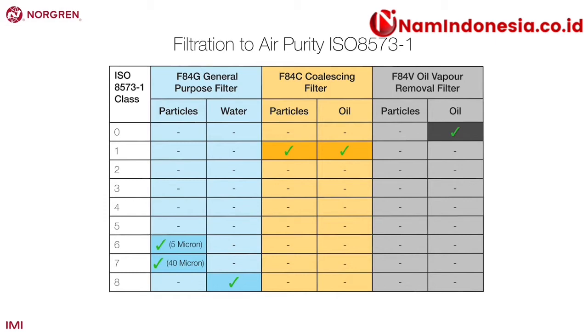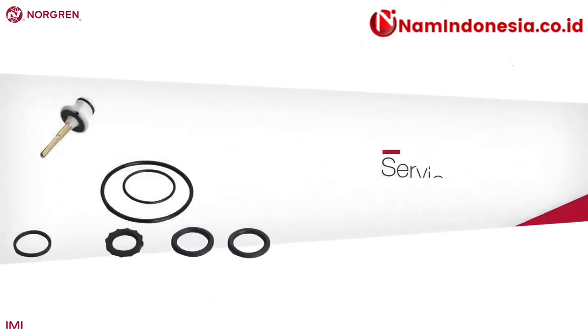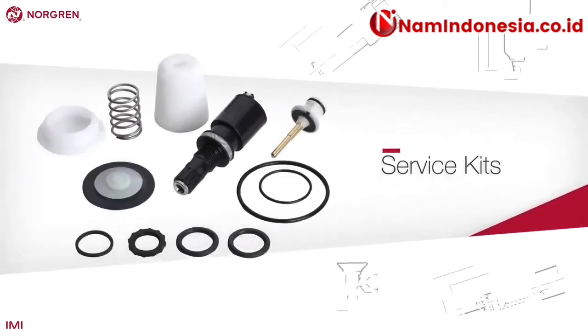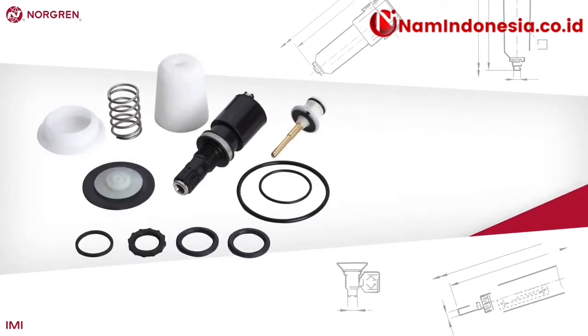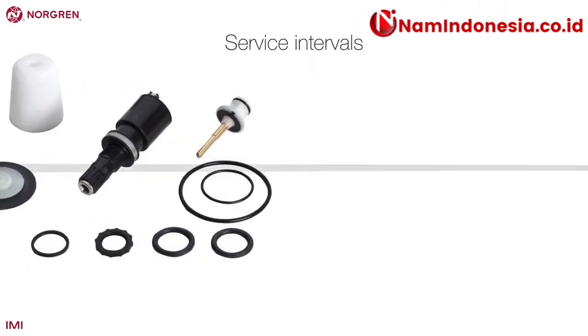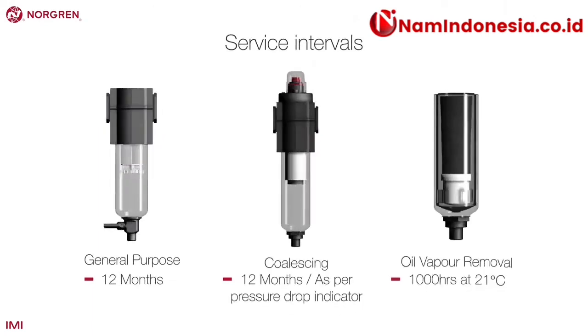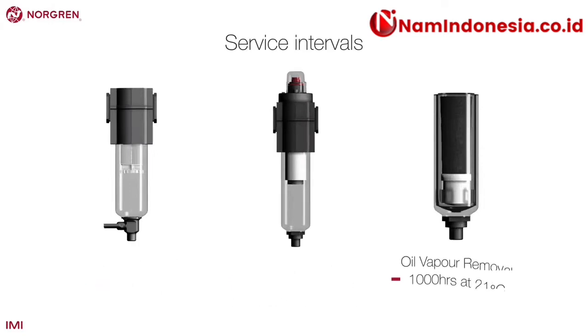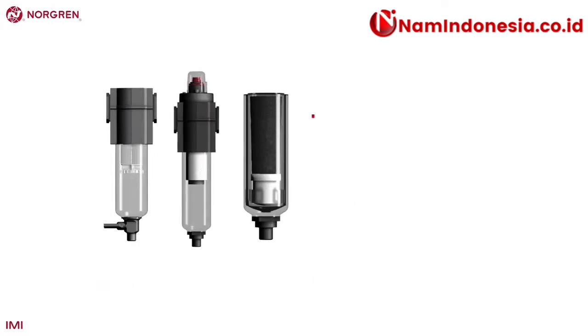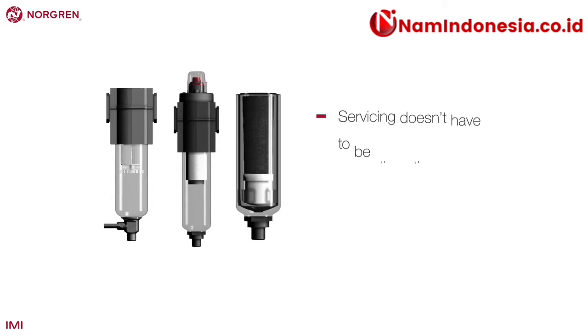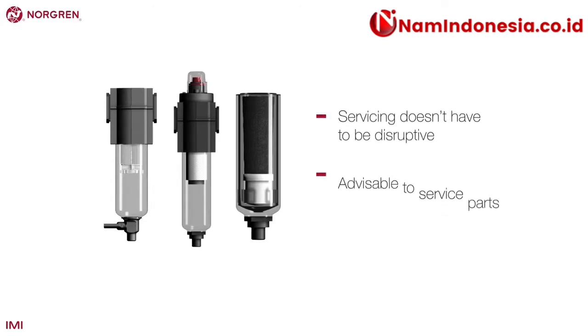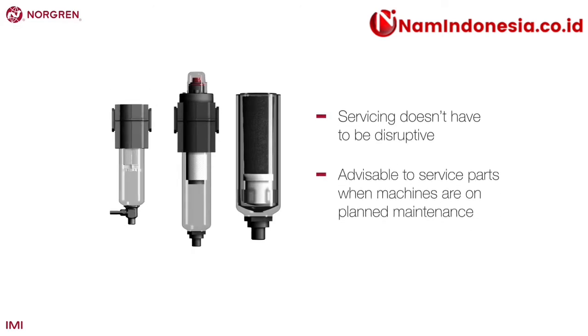Remember, a lack of servicing can lead to a loss of pressure and inefficiencies in the system. Although many customers don't realize, all filters need maintenance, with a general-purpose filter needing a service every 12 months. Proper servicing ensures efficient running and longer life. In fact, some filters just won't work if they haven't been serviced or replaced when required. With planning, it doesn't have to be disruptive. It's advisable to service parts when machines are on planned maintenance.